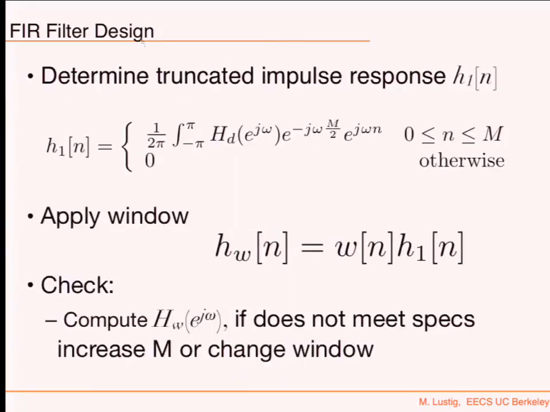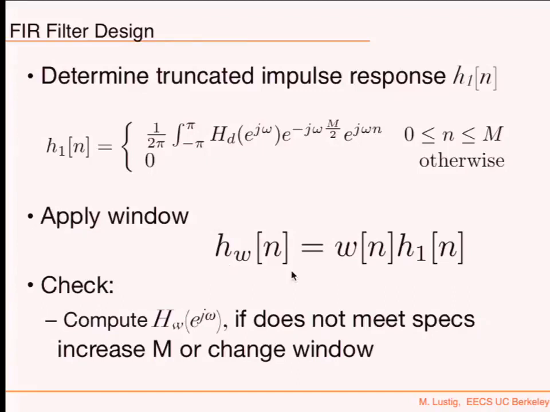Now I'm going to compute the truncated impulse response. So I'm going to take the inverse DTFT of this linear phased filter, and I'm going to compute it only between 0 and M. All right? Then I'm going to apply a window.